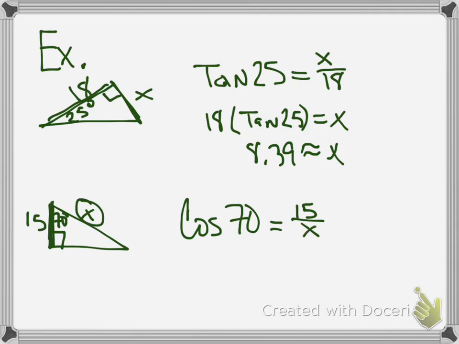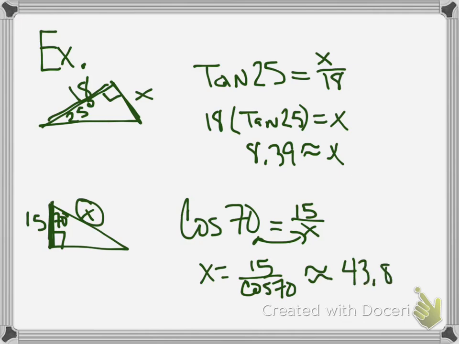Well, how do I get rid of this? The nice part about this is, if the x is on the bottom, all you have to do is switch the x and the cosine. So x is equal to 15 divided by the cosine of 70. And when you divide that out, you get approximately 43.86. And that's really all this is. I will, of course, spend more time in class to go over this with y'all to make sure you get this.